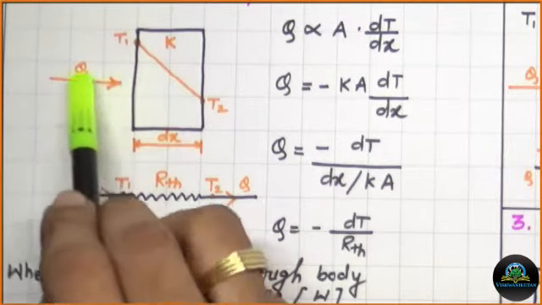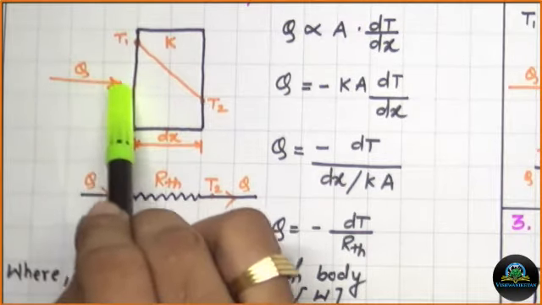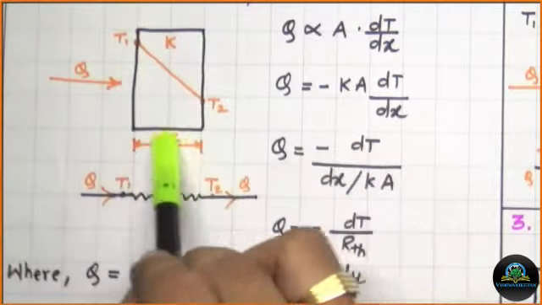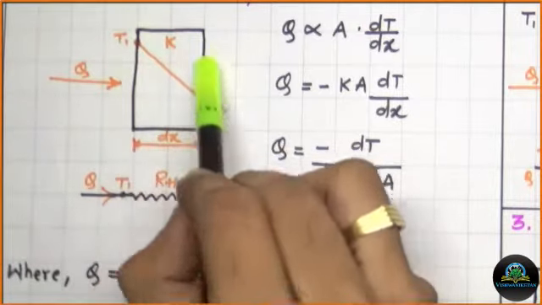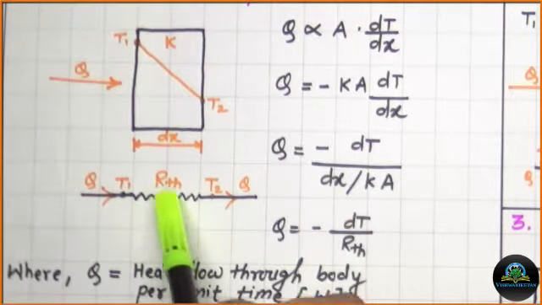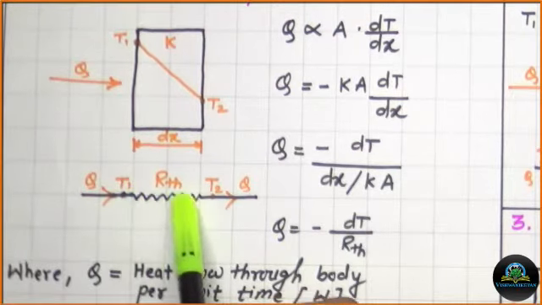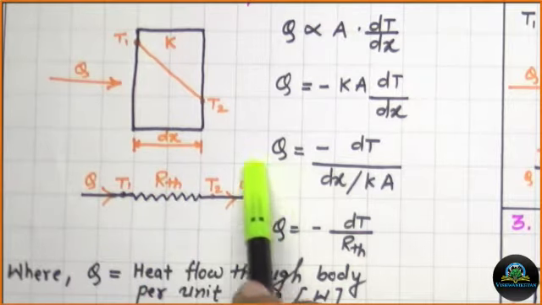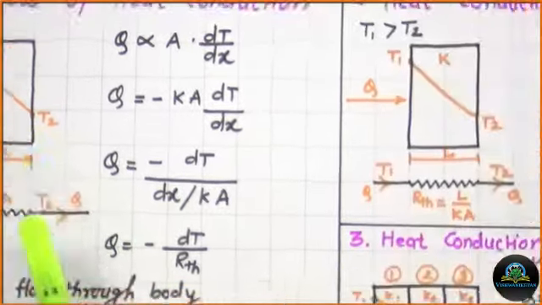So heat is flowing in this direction and this is the restriction. That is, this body is the restriction to the flow of heat. So resistance can be denoted with the help of these zigzag lines. In this way you can draw the resistance diagram.